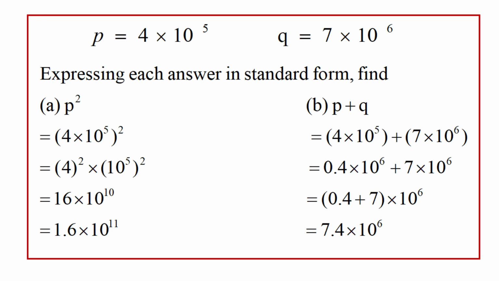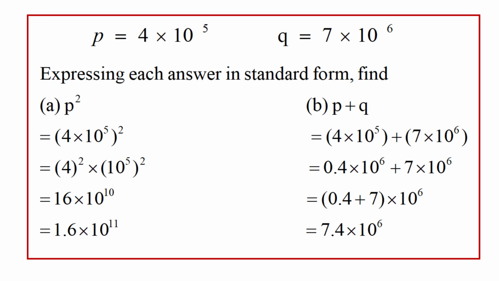Now we can add p and q. P plus q equals 0.4 times 10 raised to the power of 6 plus 7 times 10 raised to the power of 6. Since both terms now have the same exponent, we can combine the coefficients. 0.4 plus 7 equals 7.4. So, we have p plus q equals 7.4 times 10 raised to the power of 6.